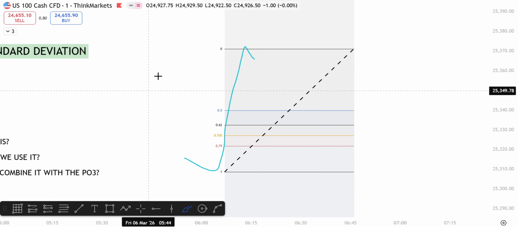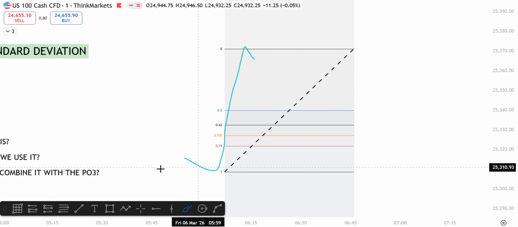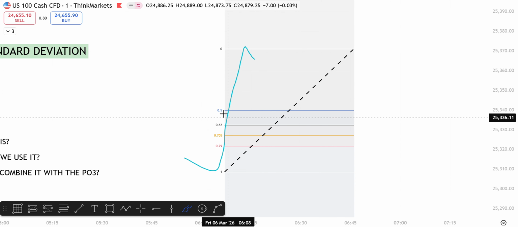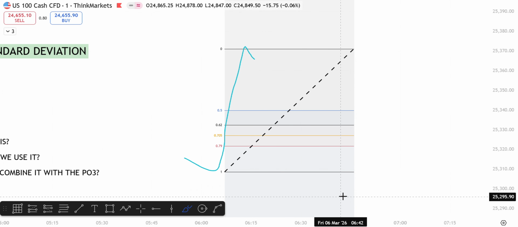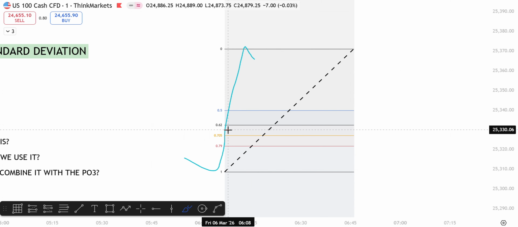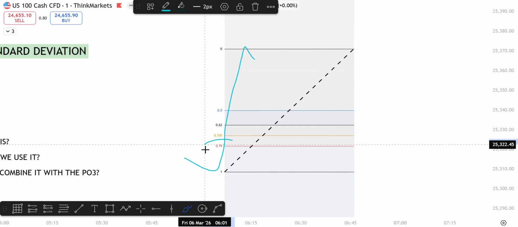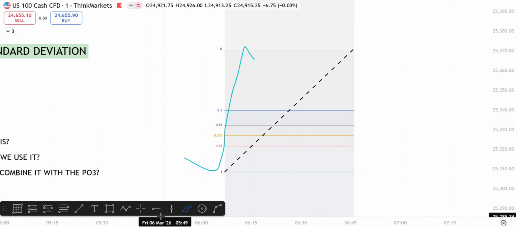So you got, in recap, you got the 1 and the 0, the range. You got the 0.5, which is either the premium or the discount. You got the 0.62, which is an entry level that is used by a lot of traders. You got the 0.705, which is the entry level that I use and that I love most. And then you got the 0.79, which is the safety level.